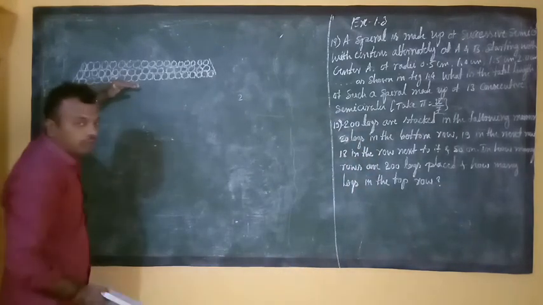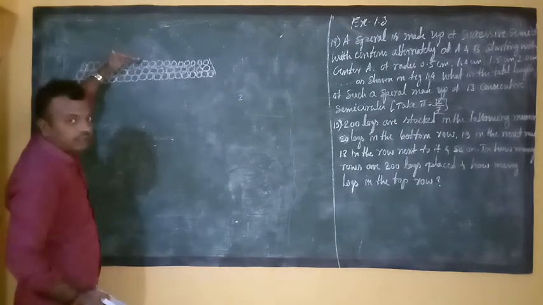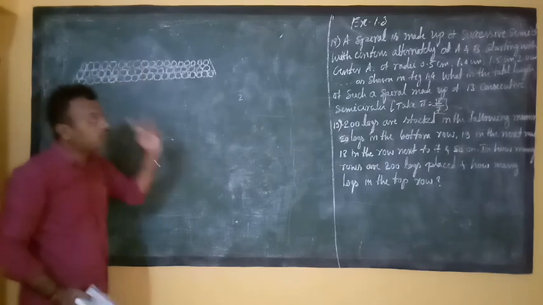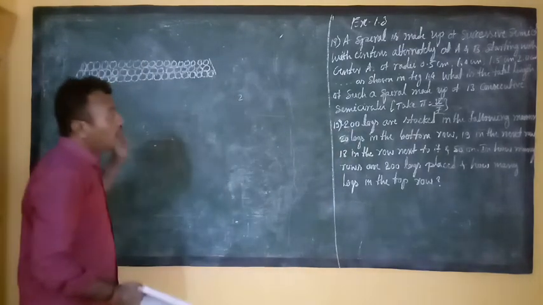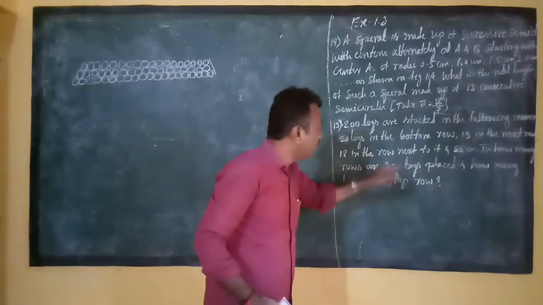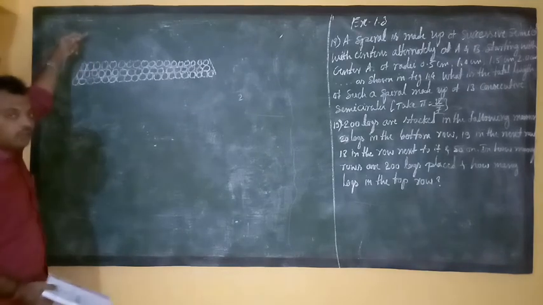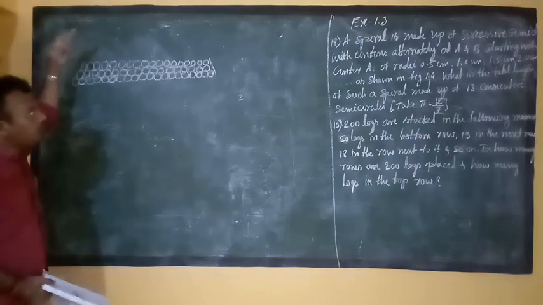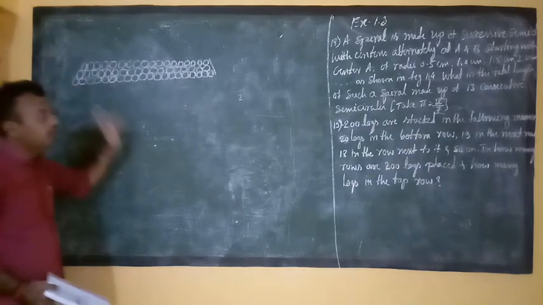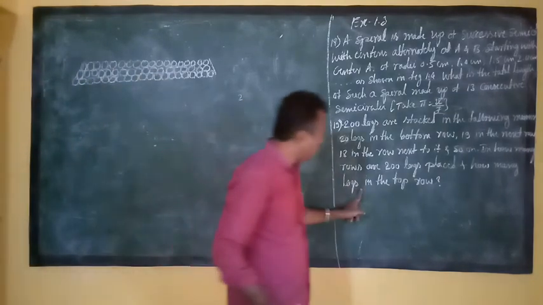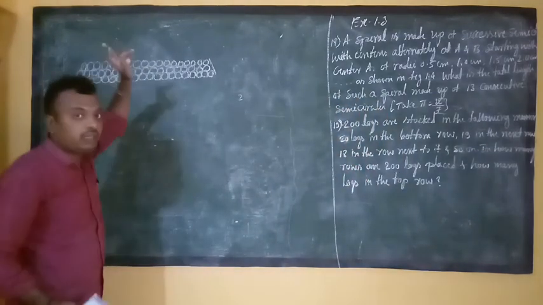So in the bottom row, how many logs are there? 20. Then next 19, next 18, next 17. Like so, the total number of logs is 200. So in how many rows are the 200 logs placed? First row 20, 19, 18, and so on. And another one, calculate how many logs are in the top row. So in the top row, how many logs are there?